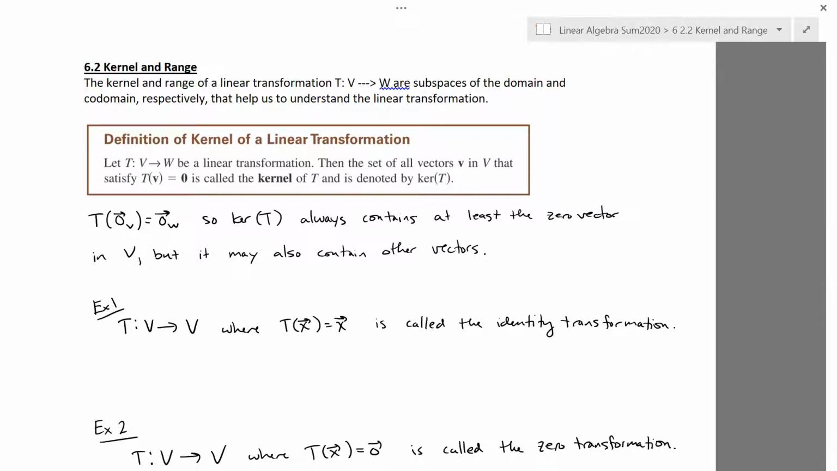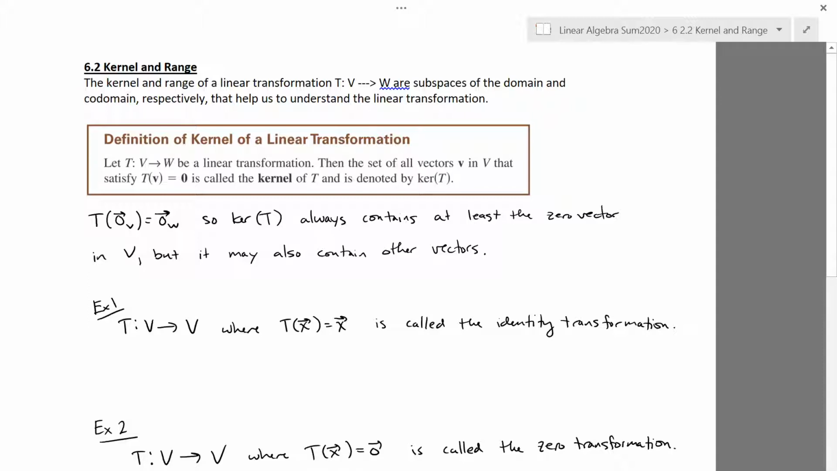Okay, so first let's go over the kernel. Basically, the kernel of a linear transformation is all the vectors in the domain that get transformed into the zero vector by T, and we denote the kernel by ker of T.